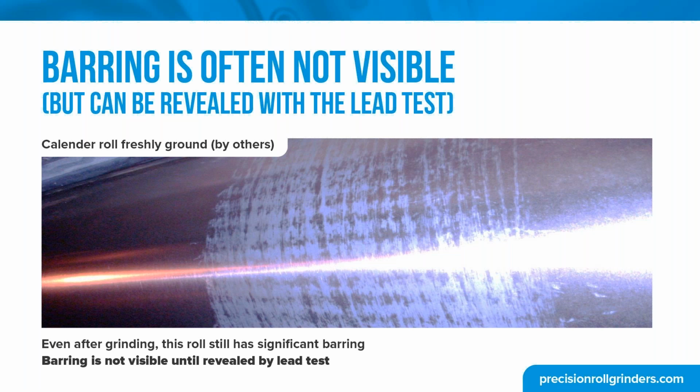In the center of the screen, a sheet of lead was rubbed against the roll surface, and the soft lead adhered to the high spots. And so it made the barring visible. So even after this roll was ground, the barring was still present, and the barring was not visible until the lead test revealed it. So barring is often not visible.